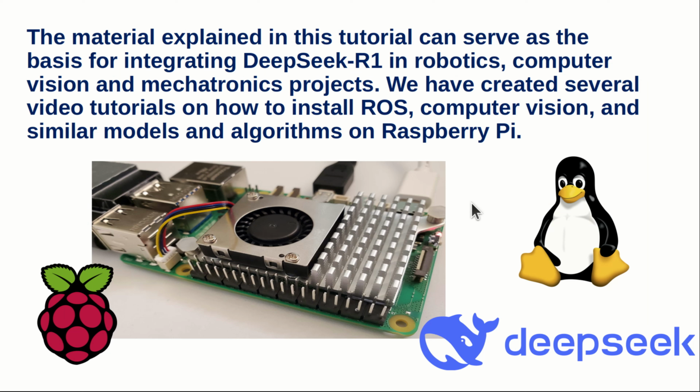The material explained in this tutorial can serve as the basis for integrating DeepSeek-R1 in robotics, computer vision, and mechatronics projects. We have created several video tutorials on how to install ROS, computer vision, and similar models and algorithms on Raspberry Pi 5. Then, if you use these algorithms as well as a large language model or a visual language model, you can obtain a very powerful computational and AI platform for development of robotic systems as well as for rapid prototyping.